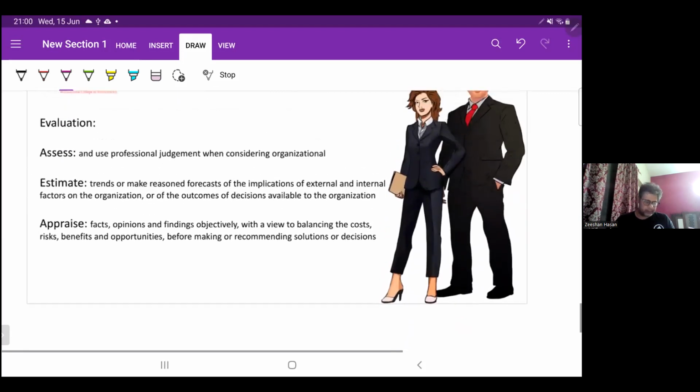Evaluation, the last one. You have to assess, you have to estimate, you have to appraise. So you have to use your professional judgment when considering an organization's work. You have to estimate the trends or forecast the implications of the internal and external factors of the organization. You have to appraise the facts and opinions and findings objectively to balance the costs, risks, benefits and opportunities across the organization.